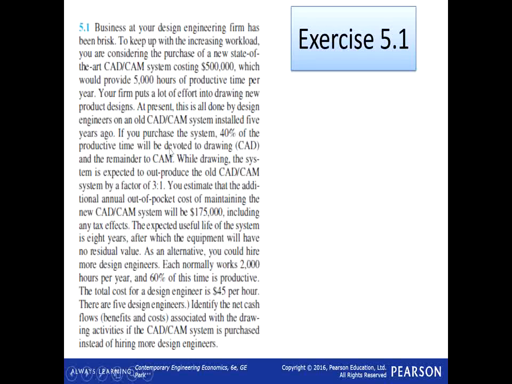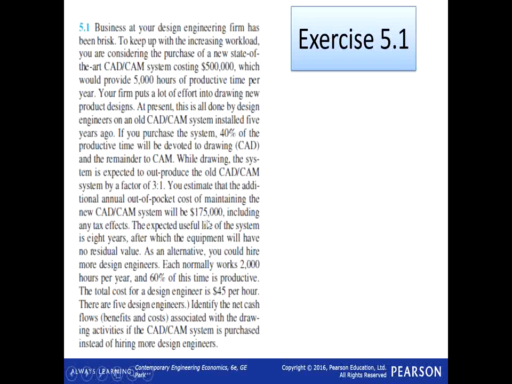If you purchase the system, 40% of the productive time will be devoted to drawing, which is CAD, computer assisted drawing, and the remainder to CAM. While drawing, the system is expected to outproduce the old system by a factor of 3 to 1. You estimate that the additional annual out-of-pocket cost of maintaining the new CAD and CAM system will be 175,000, including any tax effects. So this will be the annual maintenance expense. Remember this one, very important information.